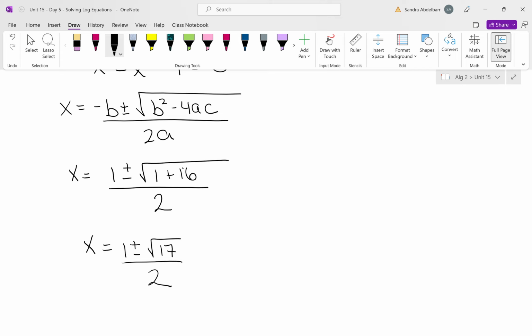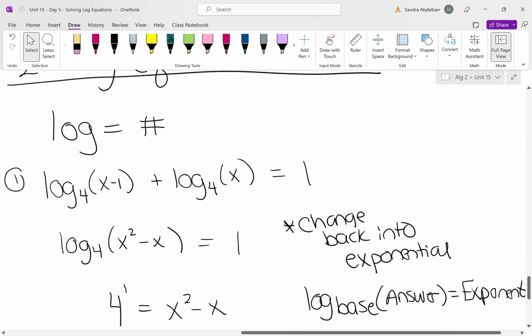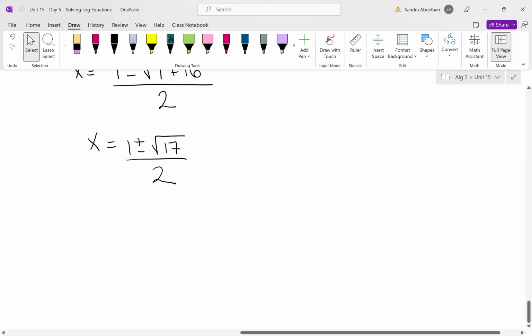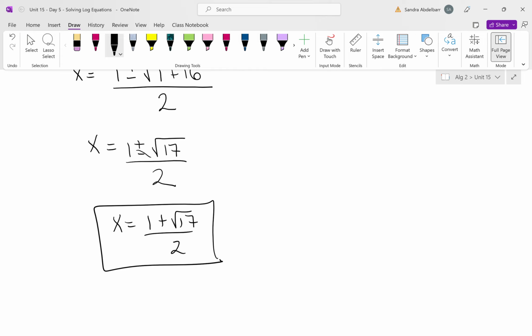Can we just leave it like that as an answer? Well, there's two answers here. Are they both acceptable answers? No, because if it's 1 minus the root of 17, isn't the root of 17 bigger than 1? So isn't that going to yield us a negative? And then when I go back, I'm going to look back to the original. I have x as just an argument. Can I have a negative argument? No. So for that reason, what am I doing? Rejecting the negative. X equals 1 plus root 17 over 2.